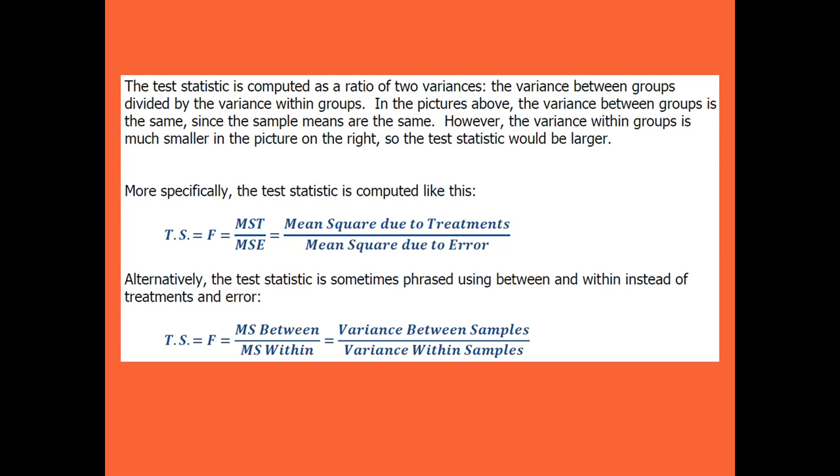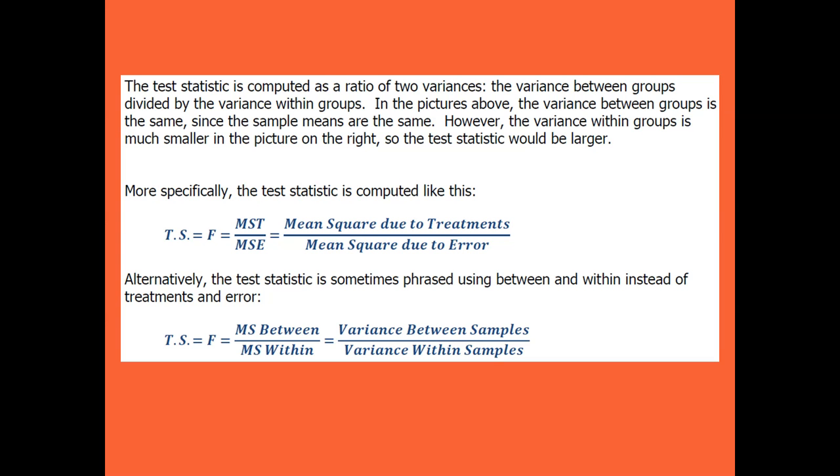In those pictures, the variance between groups is the same because the sample means are identical in both pictures. But the variance within groups is going to be a whole lot different. It's going to be much larger in the picture on the left than the picture on the right. So that means that the picture on the left would have a smaller test statistic, the picture on the right would have a larger test statistic, because that variance is the one that goes in the denominator.